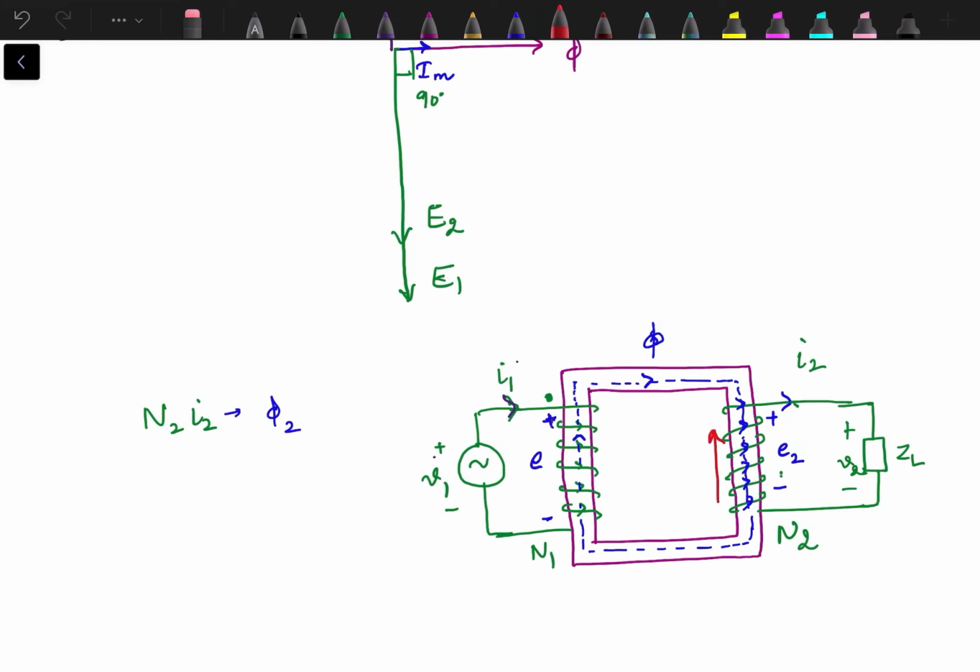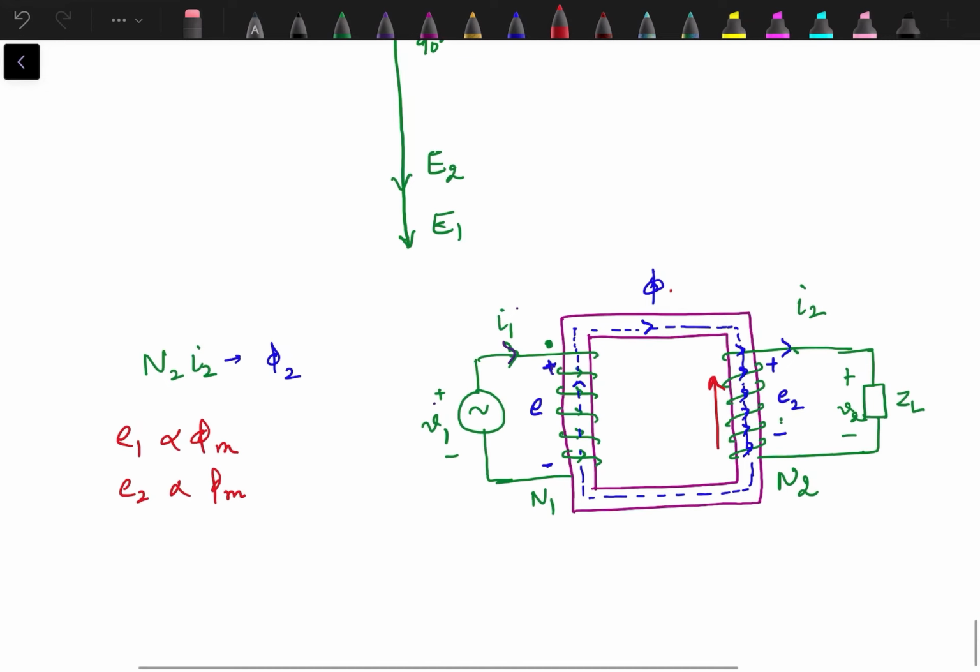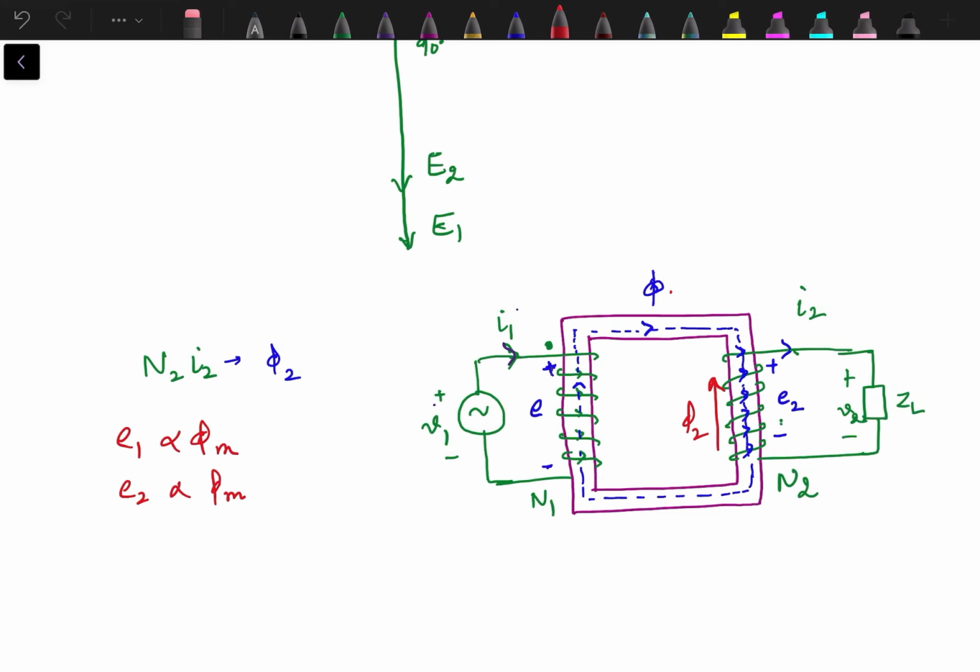Which will oppose this flux phi. So when it opposes this flux phi, obviously it will reduce the working flux. When the working flux reduces, both induced EMFs E1 as well as E2, which are proportional to phi m, will actually reduce. So if this flux phi reduces because of this flux phi 2, which is opposite to this, the maximum value of flux linking with this core will reduce. When this reduces, E1 and E2 both will reduce.